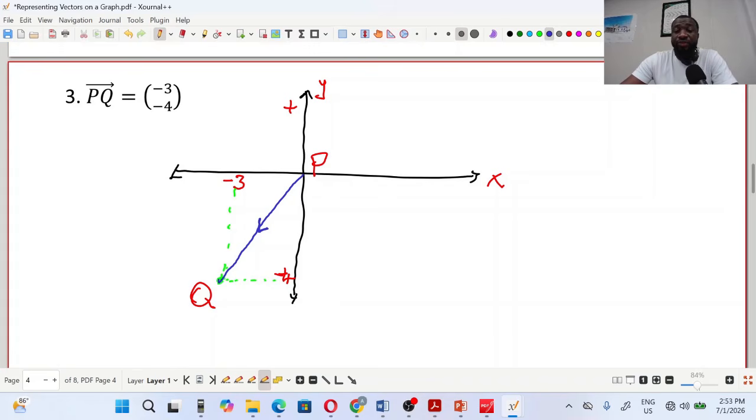Remember, the first one was found in the first quadrant. The second one, we found it in the fourth quadrant, but this one is in what? The third quadrant. So, depending on how it is shown, either it's positive, positive, negative, negative, then you should be able to know where to draw it, right?